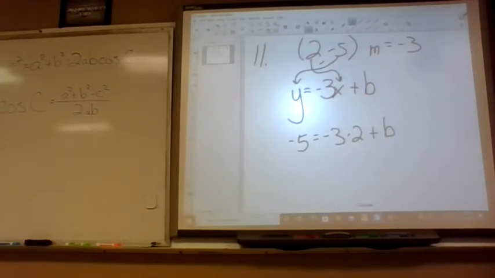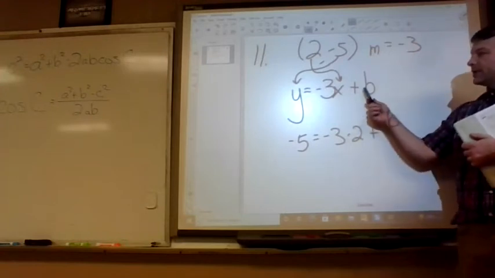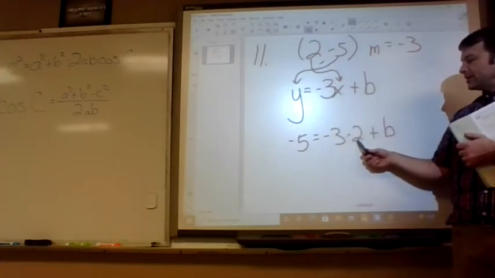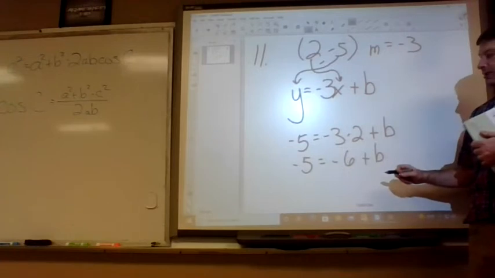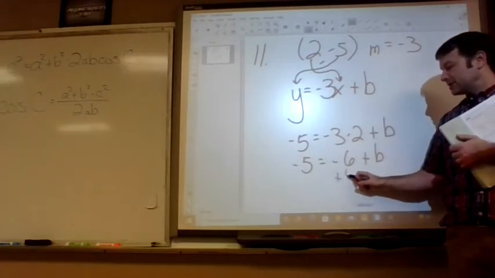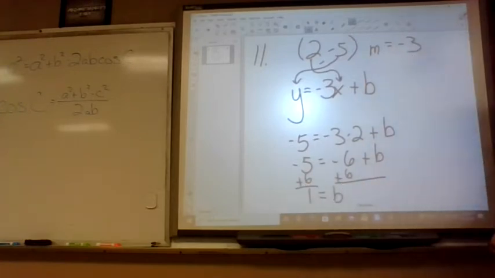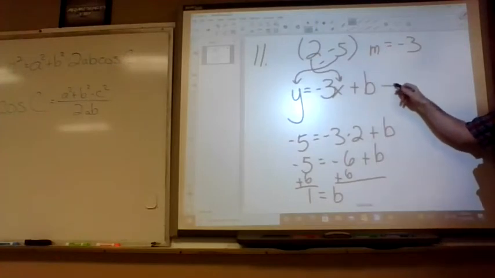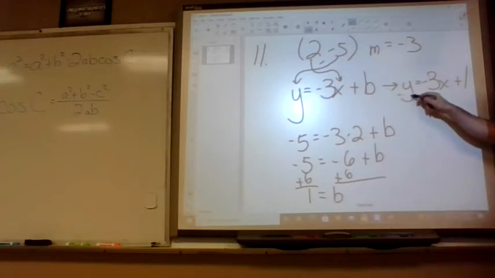That's enough information for me to figure out what b is. Do we have to figure out what b is? Yes. Because our answers should look like all the other answers we've written so far today. We need to know what the b value is. So what's negative 3 times 2? How do I solve that for b? Add 6. So b equals 1. Is 1 the answer? Not exactly. This equation is the answer. So it's y equals negative 3x plus 1. Just put 1 in for the b value.